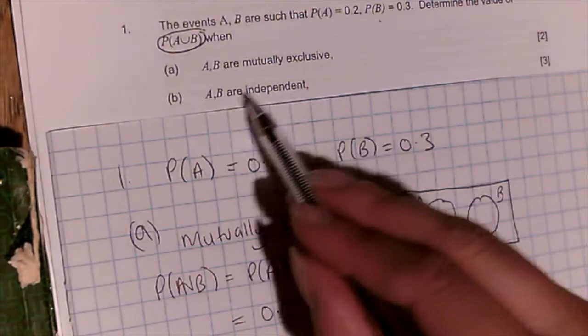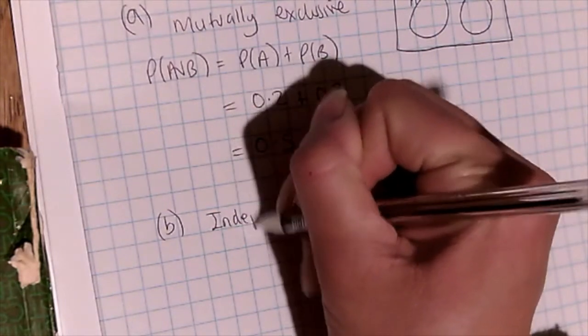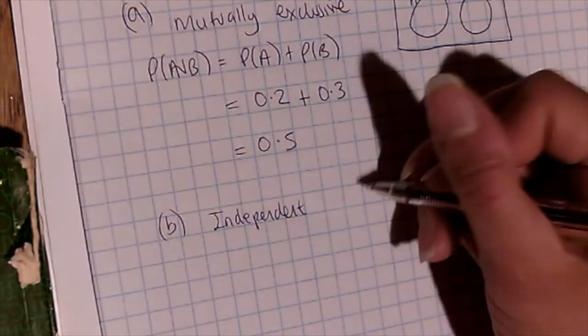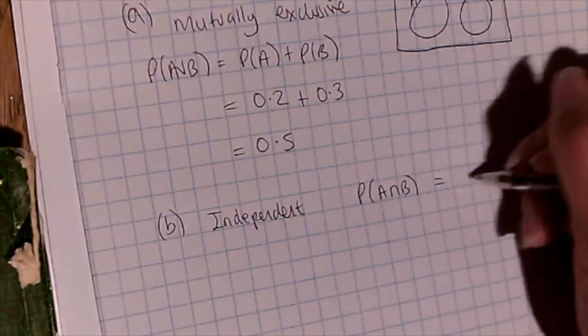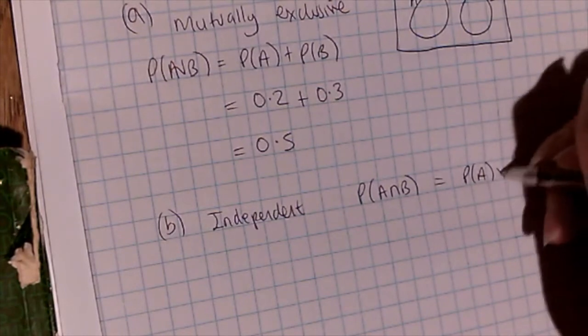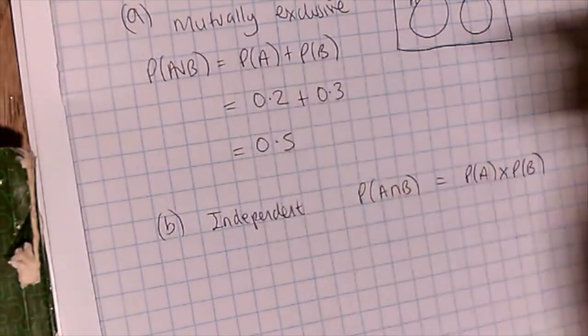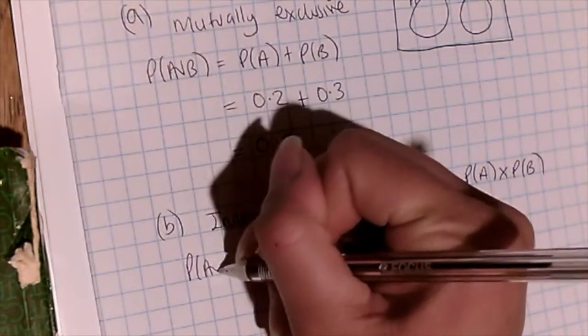The second case is when A and B are independent for part B. Two events are independent when this is true. The probability of A and B occurring is the same as the probability of A multiplied by the probability of B. So whenever you see the word independent, you have to use this rule at some point in your answer. We are looking to find the probability of A or B.